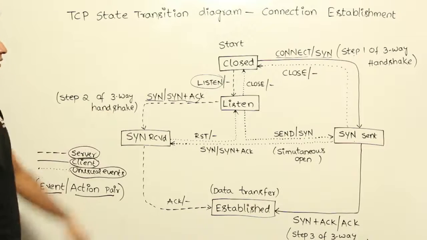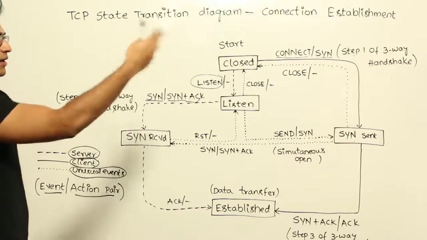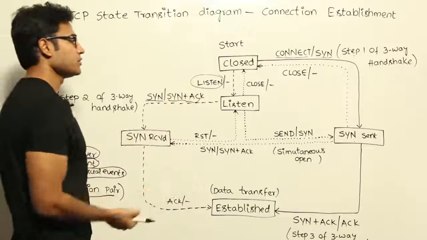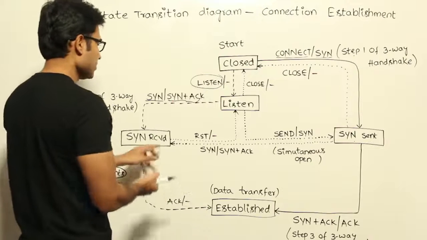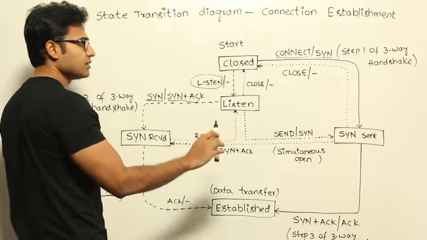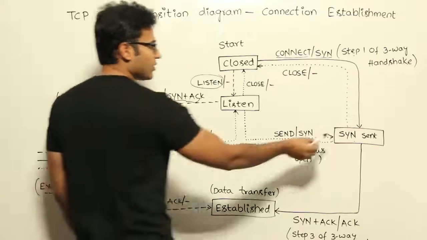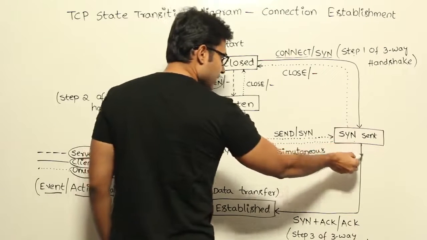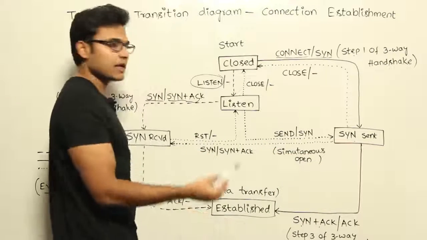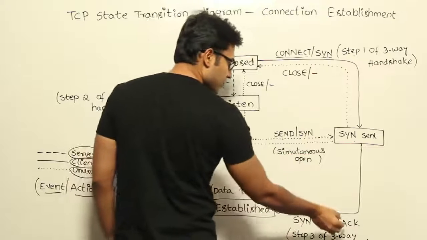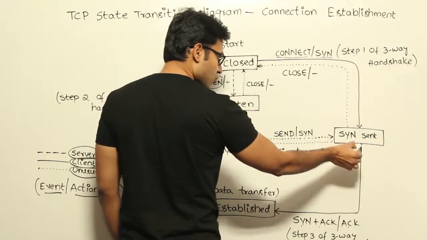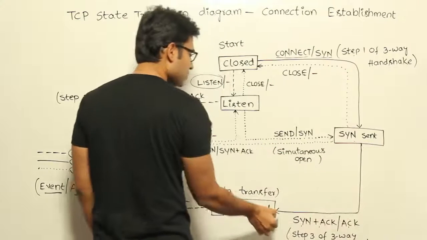Now when will the connection get established? When the client actually gets the acknowledgement. Now let's see what happens. The client is supposed to get both the SYN as well as the acknowledgement. Now it is in the SYN sent phase. Let us say it has received the SYN plus acknowledgement. Then what will the client do? In this case, the client is going to send the acknowledgement packet and it will move from the SYN sent into the established state.